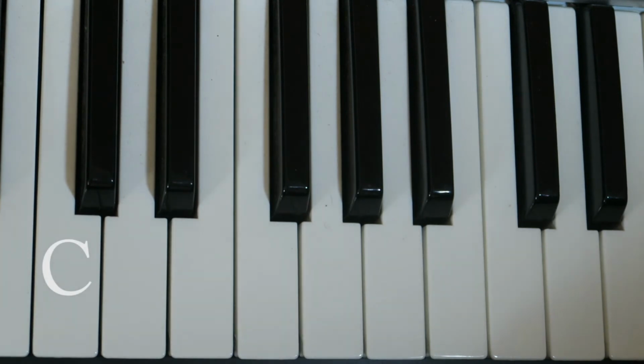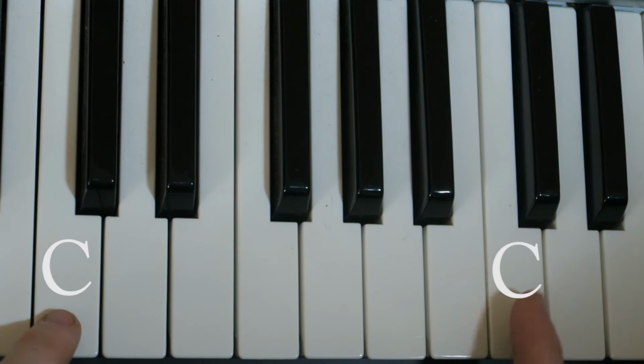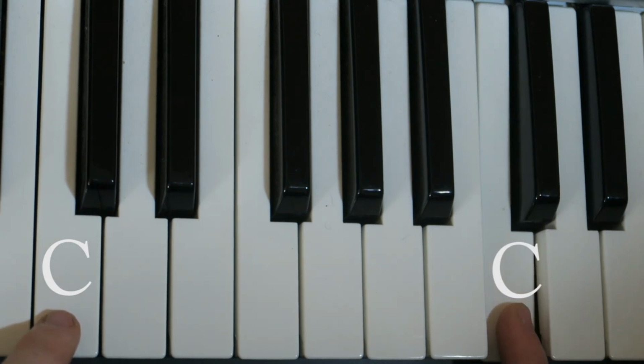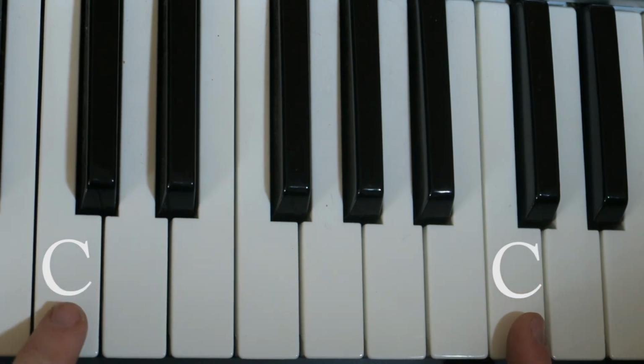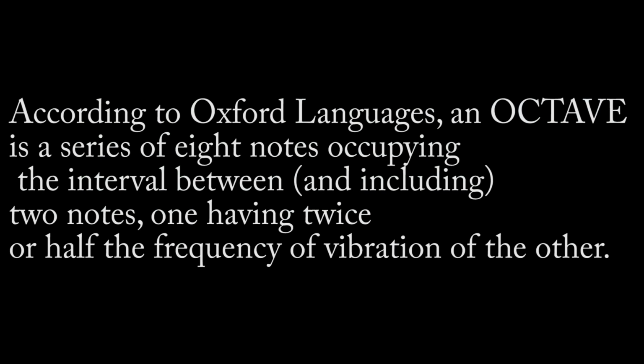Now, one last thing to mention is that I told you before that if I start on this note here, C, and then I move up to this note here, this is also C. One is lower in pitch and one is higher in pitch, but for some reason they are both called C. We call this an octave. According to Oxford Languages, an octave is a series of 8 notes occupying the interval between and including 2 notes, one having twice or half the frequency of vibration of the other.